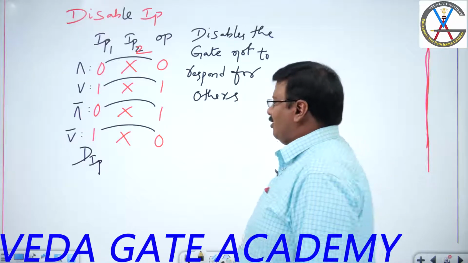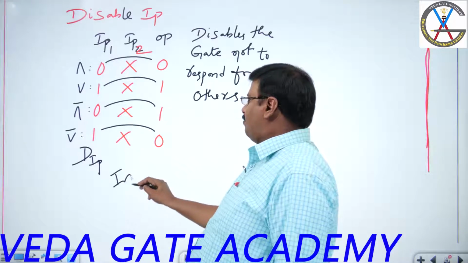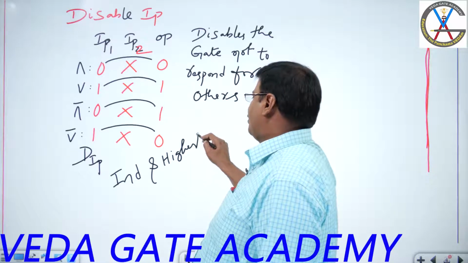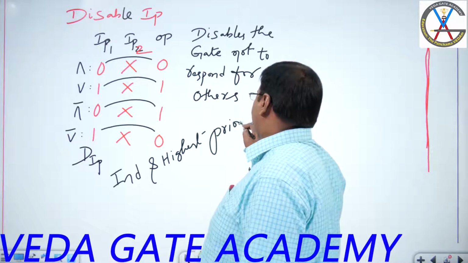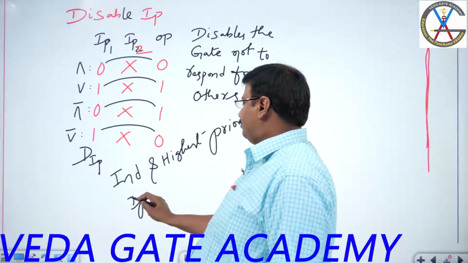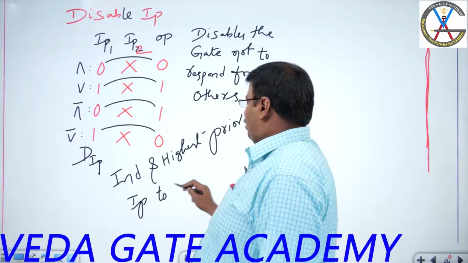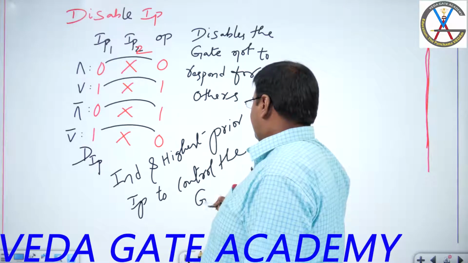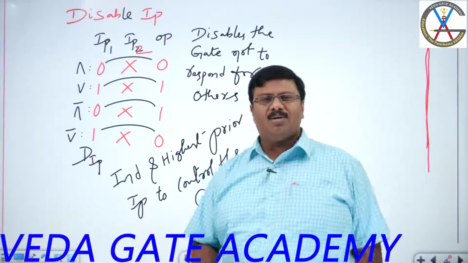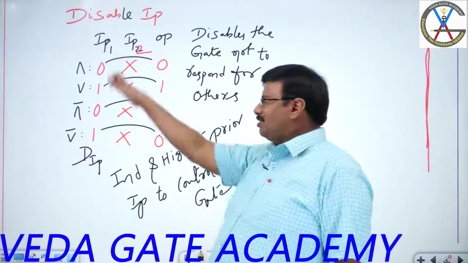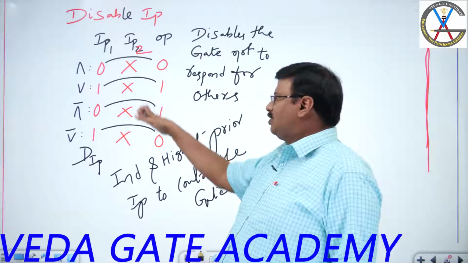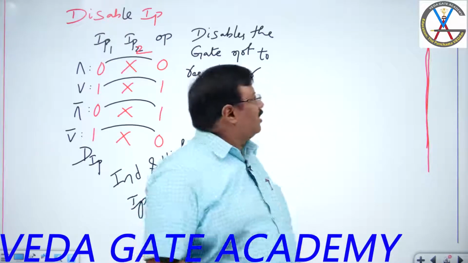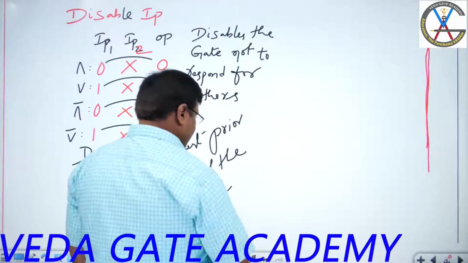Can I say it is an independent and highest priority input to control the gate? Yes, we can say that. Independent and highest priority input to control the gate is disable input. If that is decided, output is decided without depending on the others. So now finally, what is the necessity of introducing enable and disable inputs? Can I just state that?